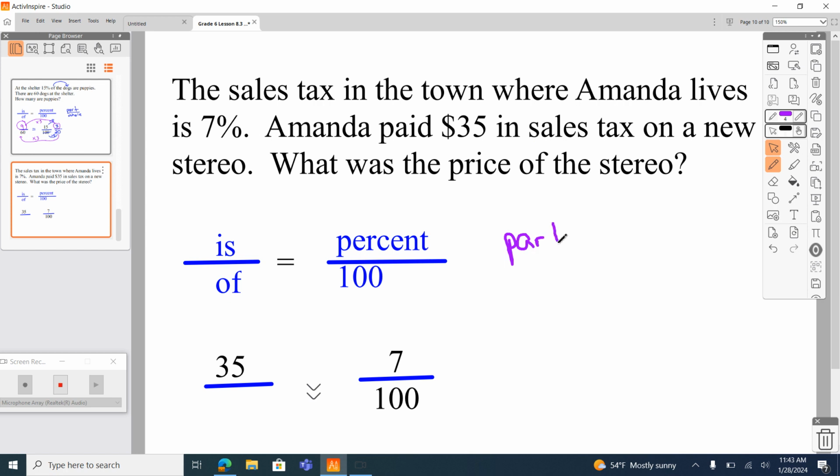So this one's a lot trickier if you ask me. The best I could say is obviously the tax would be less than the stereo. So you can also start to see in these, the smaller number is on top. To get from 7 to 35, we're going to multiply by 5. We do the same thing on the bottom. 100 times 5 is 500.